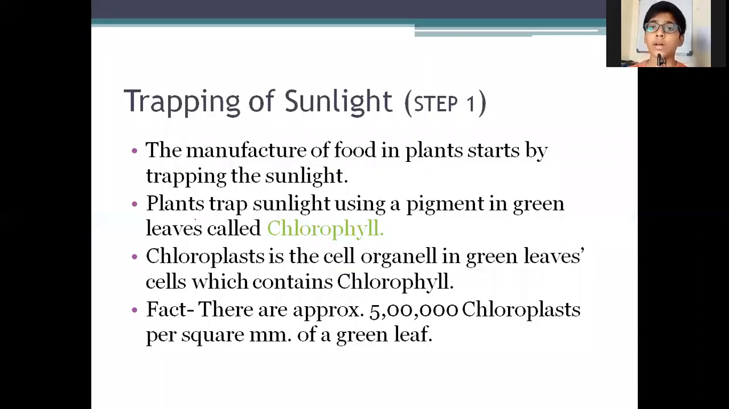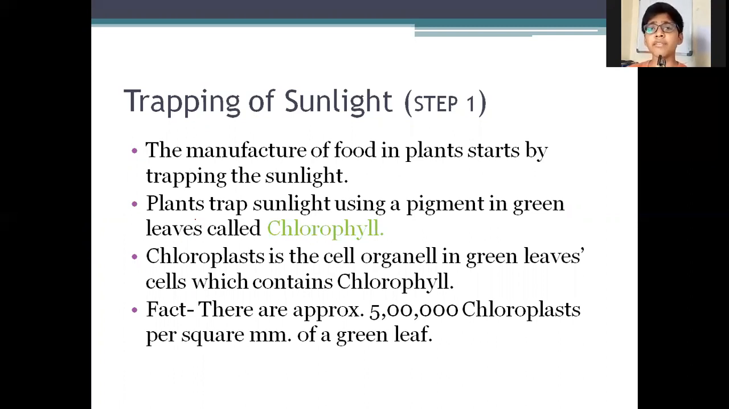Now, step 1 in photosynthesis. All photosynthesis starts by trapping the sunlight. The manufacture of food in plants starts by trapping the sunlight. Plants trap sunlight using a pigment in green leaves called chlorophyll.